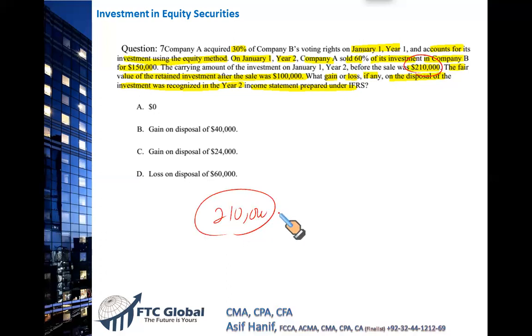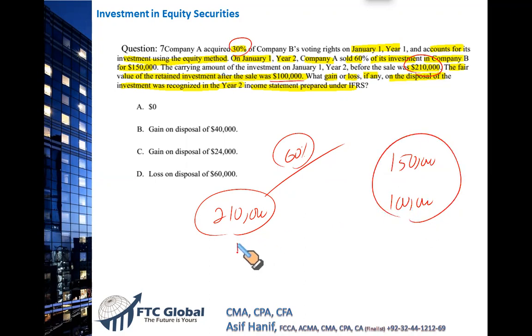You are selling 60% of this investment. And this 60% sale brought you how much? 150. Okay. After selling off 60% stock in this investment, you had total of 30% investment. And out of that 30%, you sold 60%. After selling off 60%, the remaining amount, the fair value, the remaining amount of investment is $100,000.